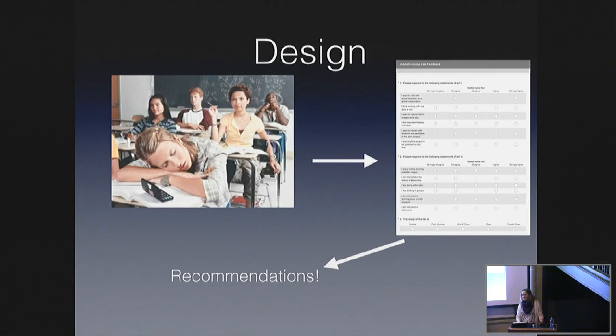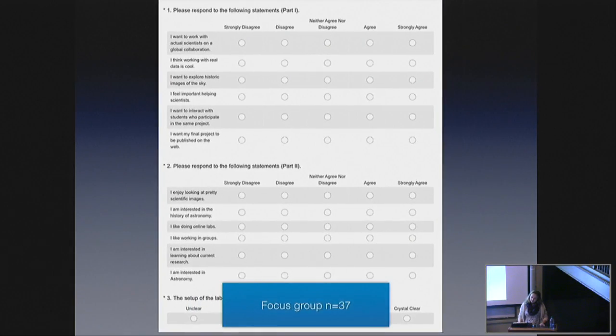So I went to 2 different high schools. I went to the Cambridge Rindge and Latin School, which is a public school down the street from Sanders Theater, and then I also went to Milton School, which is a private school just outside the city. And I talked to 37 students. And I described the process of the lab to them, which I'll show you in a bit, and then I asked them to fill out a survey.